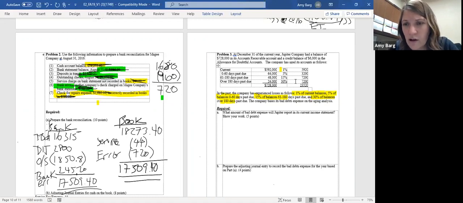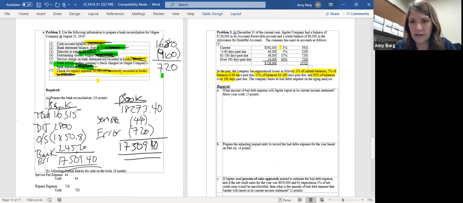7,200. And if you add all those up, the 5,920 plus 3,200 plus 7,200 plus 7,200, you get that the total amount that they're not expecting to collect of their accounts receivable is 23,520. So if the total amount that they're not expecting to collect is 23,520, that means that's what the ending balance in the allowance for doubtful accounts should be.